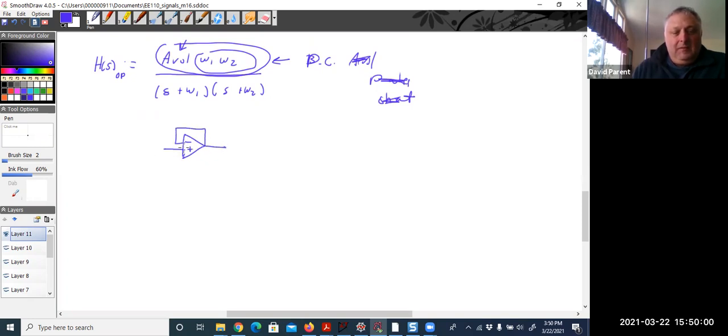let's do this. So V out equals V in, so beta equals 1, right? And so I'm just going to do it out again. So V out will equal V in times H of S op amp minus V out times H of S op amp, right?